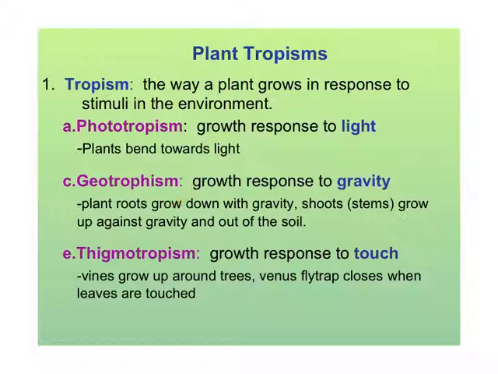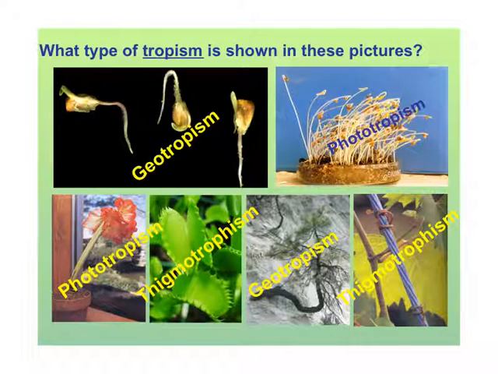Geotropism, geo means earth, is in response to gravity. So plants' roots grow down with the gravity, but the shoots and stems grow up against gravity and out of the soil. Thigmotropism is growth response to touch. This is like when vines grow up around the trees or the Venus flytrap closes when its leaves are touched. Here are some examples of geotropism, phototropism, and thigmotropism.